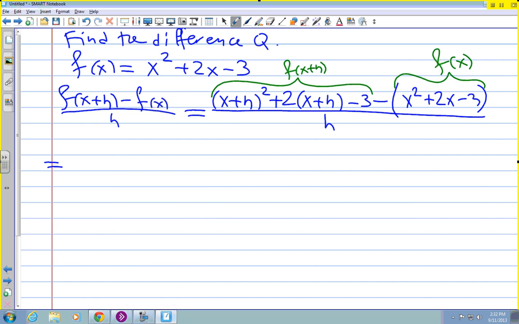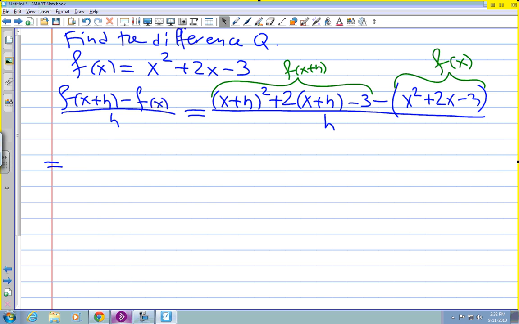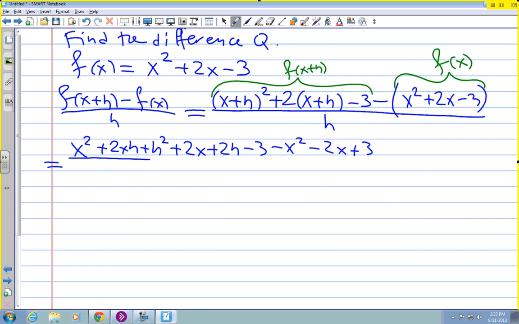So, how do you square x plus h? X plus h times x plus h. X squared plus 2xh plus h squared. That's right. When in doubt, FOIL. Distribute the 2: plus 2x plus 2h minus 3. And then distribute the negative: minus x squared minus 2x plus 3, all over h.